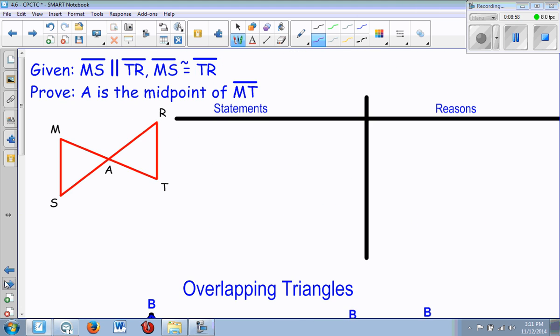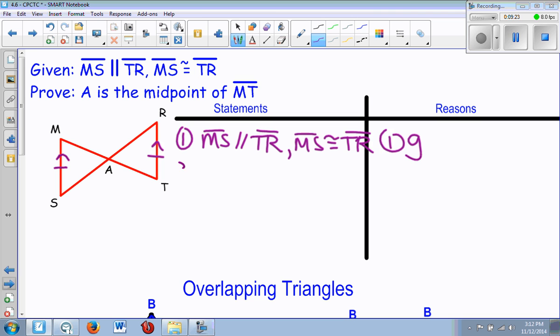Flipping over to the back, in the next proof, again, you're given that you have parallel sides, so I'm going to mark those first. And you're also told those same sides are congruent to each other. So that's the first thing I put in my proof. MS parallel to TR. Also that MS is congruent to TR. Second thing we're going to do in our proof is start naming some congruencies.